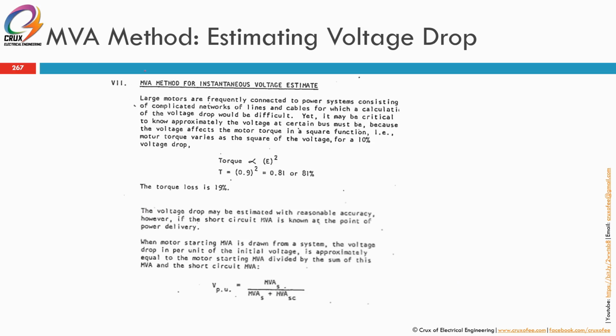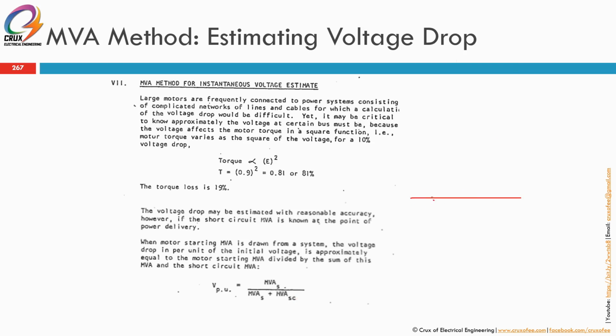Okay, so MVA method, estimating voltage drop. This is also one of the advantages of using this MVA method. So large motors are frequently connected to the power system. So how do you want to calculate the voltage drop of a motor? So you can just calculate the voltage drop by measuring what is the short circuit level with respect to the motor, and using the MVA of the motor, MVA S, MVA short circuit. Let's see here.